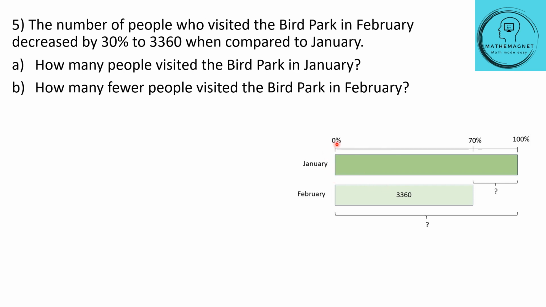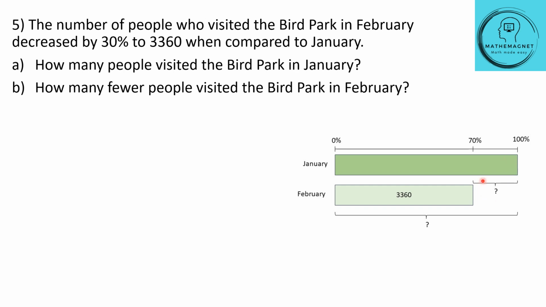So here the people who visited in January becomes 100%, and there has been a reduction from this 100% to 70%. So basically they have reduced by 30% compared to January. So the number of people who visited in February becomes 70%. Now we know 70% is equal to 3360. They have asked us to find the difference between the number of people who visited in January and February. So that basically becomes your 30%.